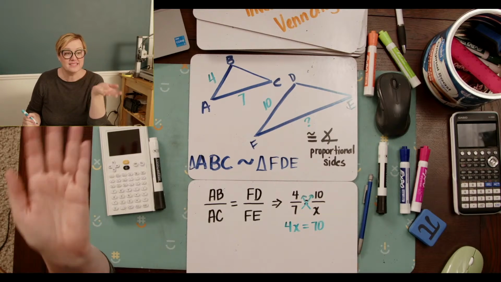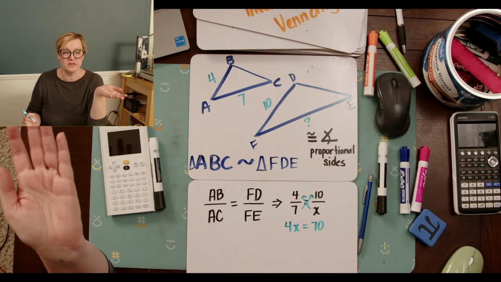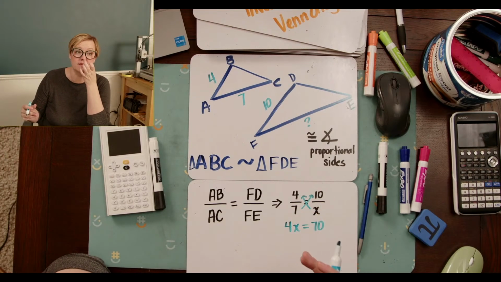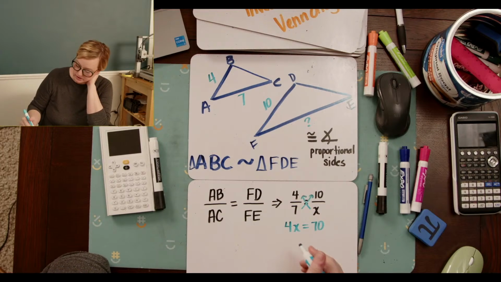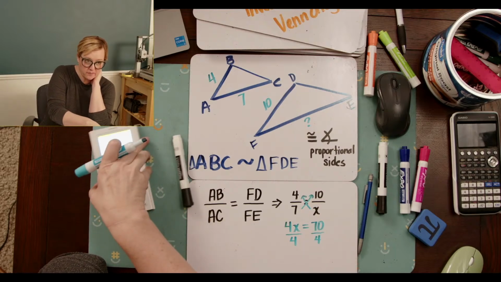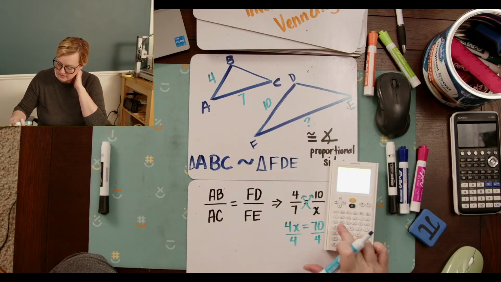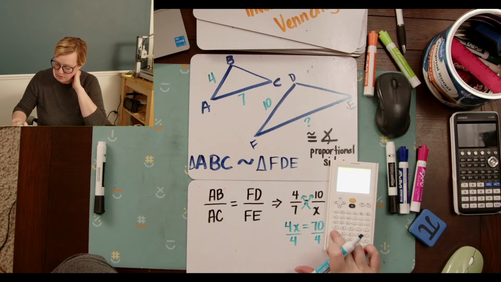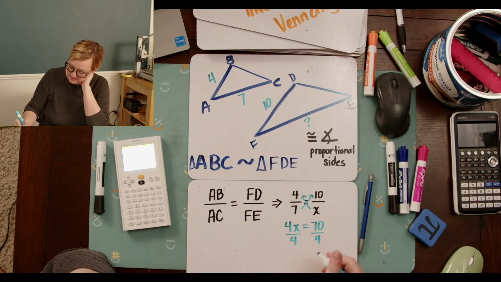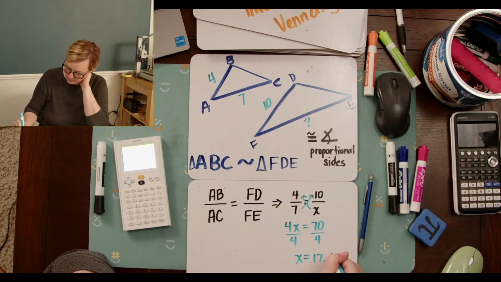This is something that is always going to be true, that these cross products will equal each other. So now we can divide both sides by 4 to get x by itself. So 70 divided by 4 is 17.5, or 35 over 2. So x equals 17.5.